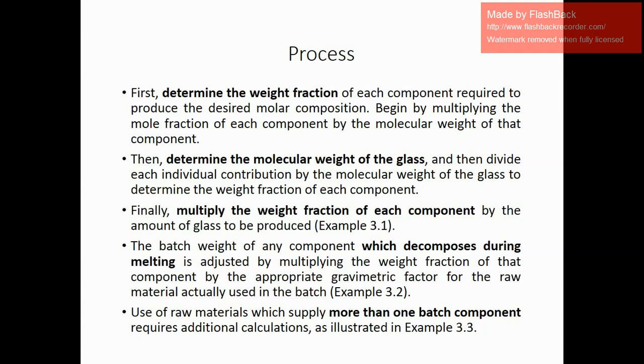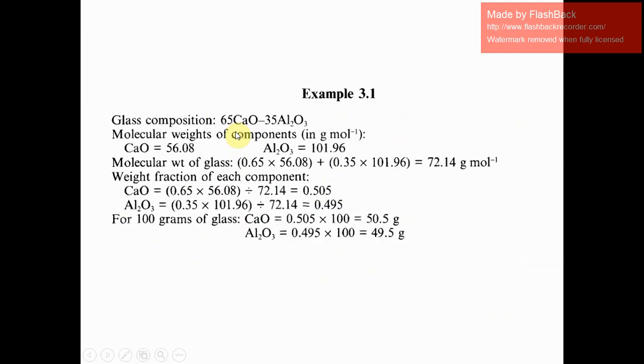There are generally three steps for this batch calculation. The first one is to determine the weight fraction of each component required to produce the desired molar composition. Begin by multiplying the mole fraction of each component by the molecular weight of that component. I am taking this with an example, say example 3.1.